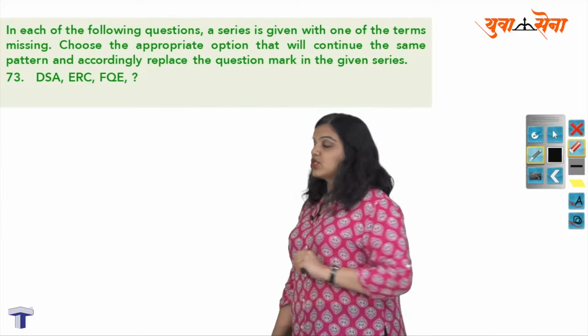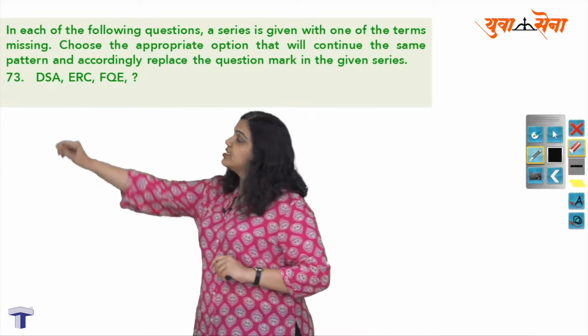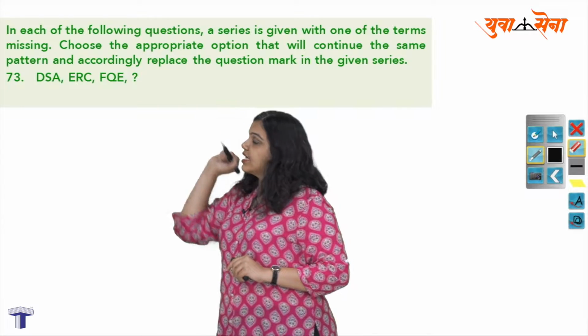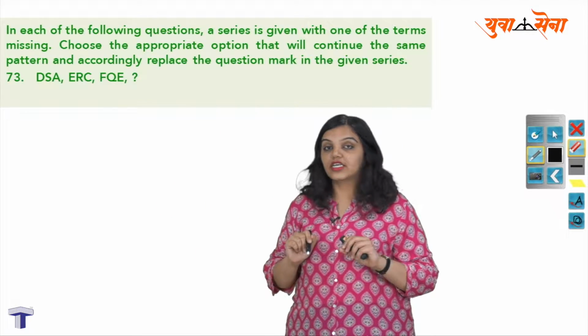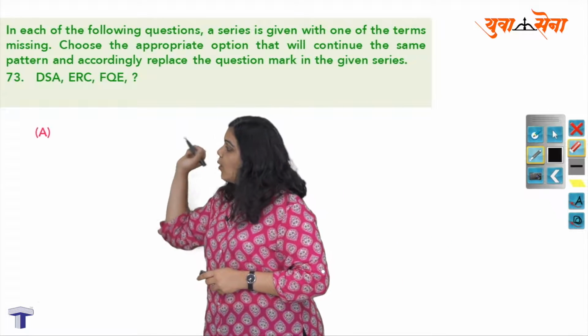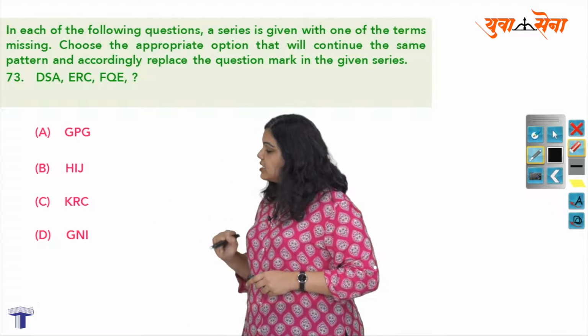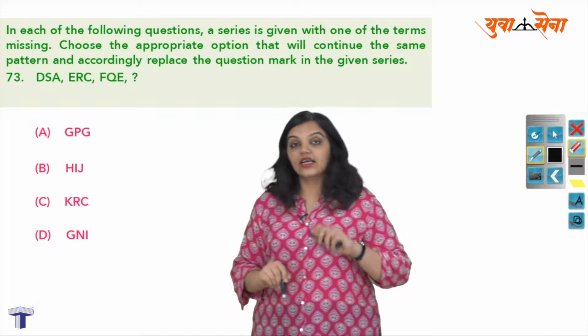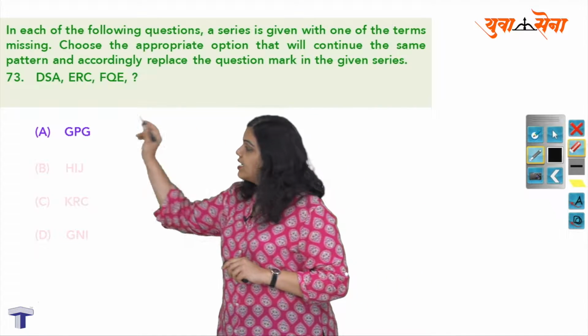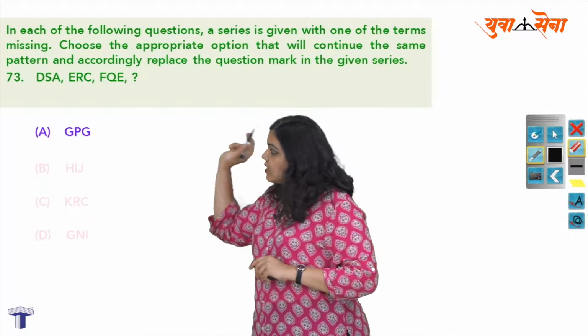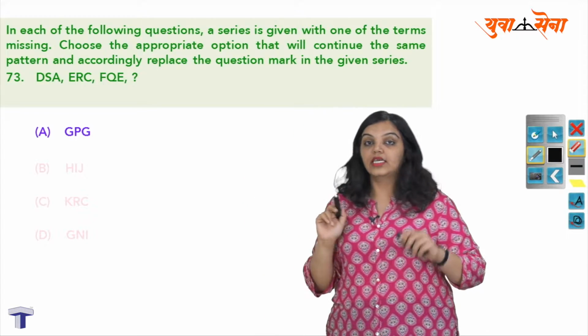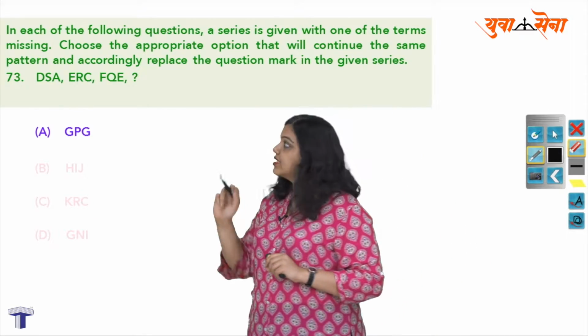And in this question, we have been given this series where the first term is DSA, the second term is ERC, and the third term is FQE. And the options given to us are GPG, HIJ, KRC, GNI. And the answer to this question is option A, that is GPG. So the next term in this series is GPG. Now let's see how we got this answer.